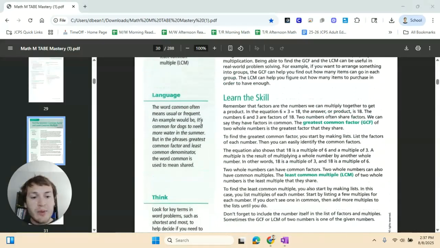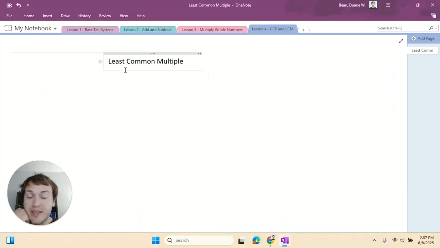Cool. So the other half of this lesson is least common multiple. We use least common multiple to figure out when two things will happen at the same time, or to figure out how many things we need to purchase in order to have enough. So let me give you an example of where we might use common multiple.